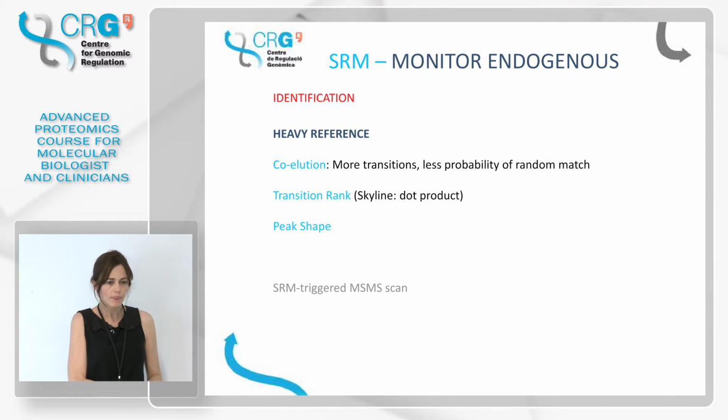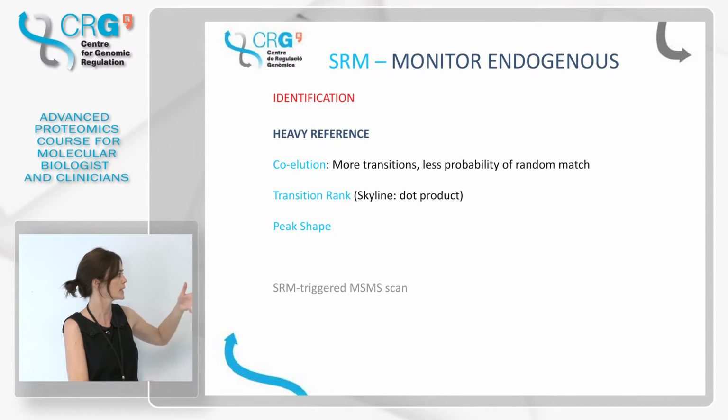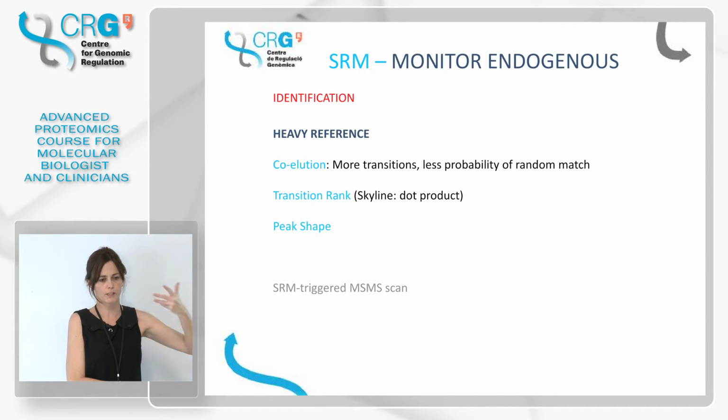Like a score. It's kind of a score of how similar is the rank of your transitions with the rank that you get in the MS2. You also will look, these things you will be doing yourself in Skyline. You will look at the peak shape, and you will look at if the same transitions are coeluting. The more transitions you have, of course, the less probable is that you have a random match.